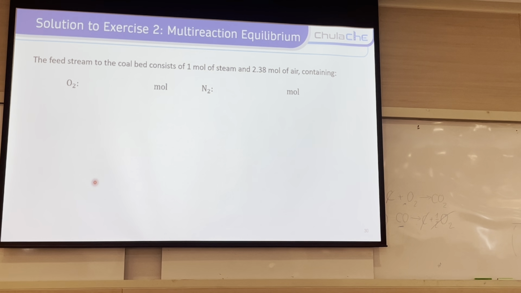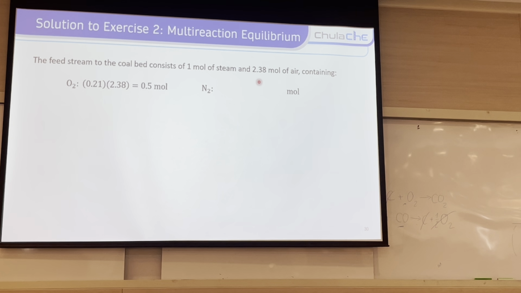But it seems that the problem is you don't know how many chemical reactions can occur in the system. So it seems that you have to determine that first. They said that in the feed to the system they feed 1 mole of steam and 2.38 moles of air, right? So just determine how many moles of oxygen and nitrogen get into the system.